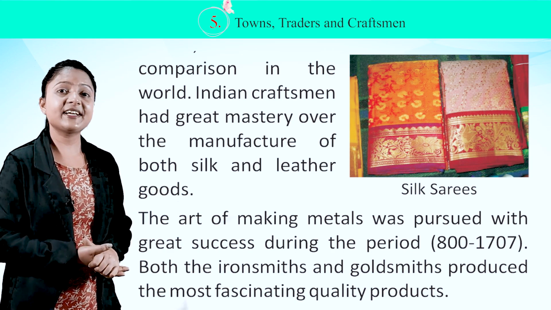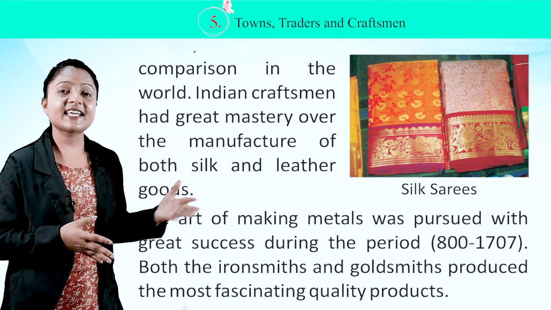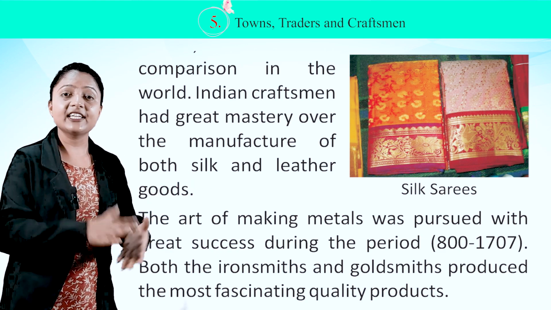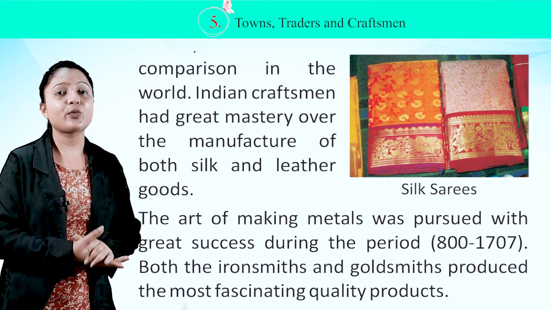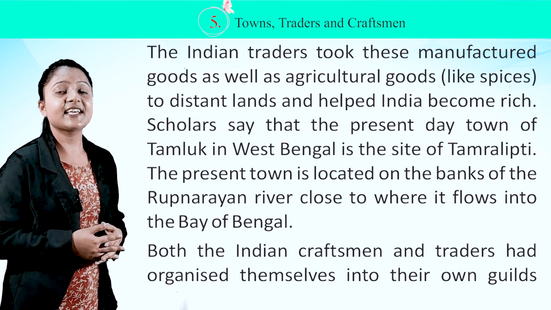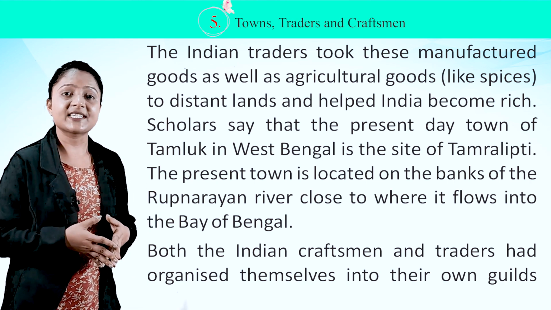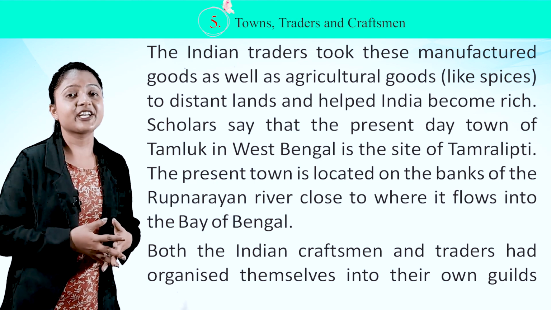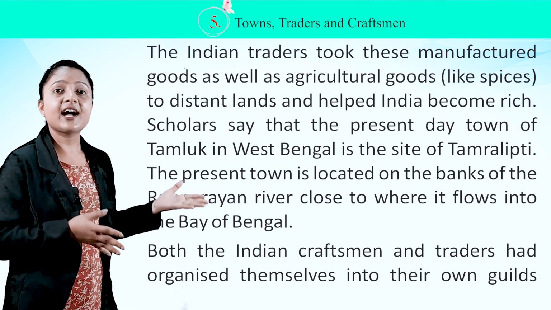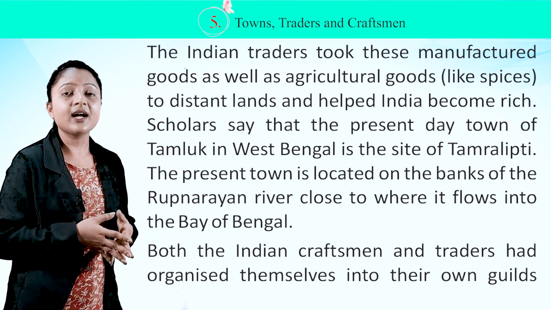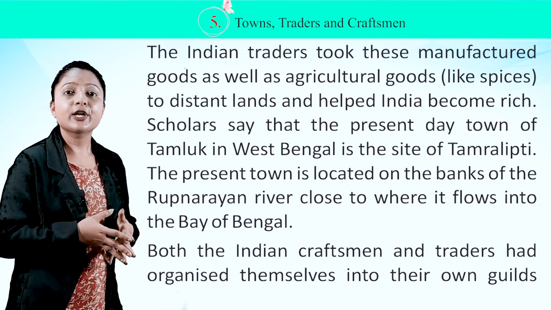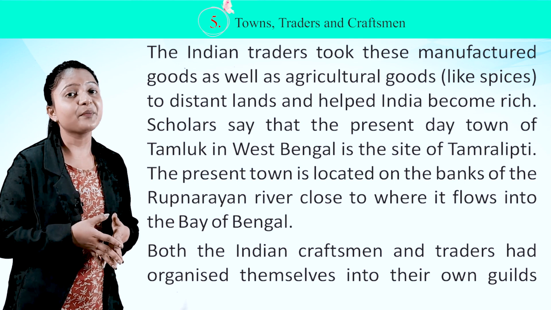The art of making metals was pursued with great success during the period 800 to 1707. Both the ironsmiths and the goldsmiths produced the most fascinating quality products. The Indian traders took these manufactured goods as well as agricultural goods like spices to distant lands and helped India become rich. Scholars say that the present-day town of Tamluk in West Bengal is the site of Tamralipti. The present town is located on the banks of the Rupnarayan river close to where it flows into the Bay of Bengal.